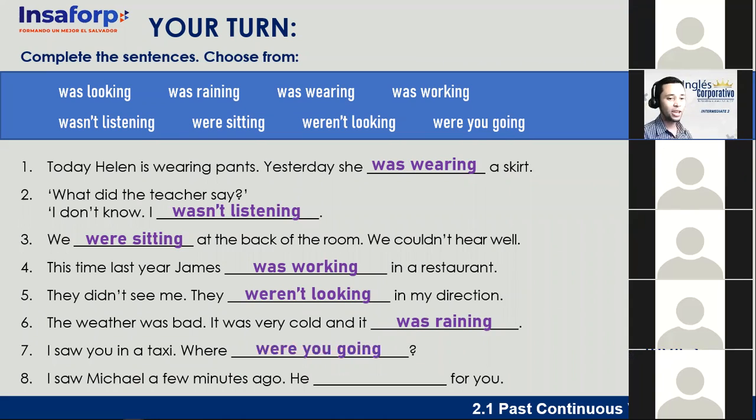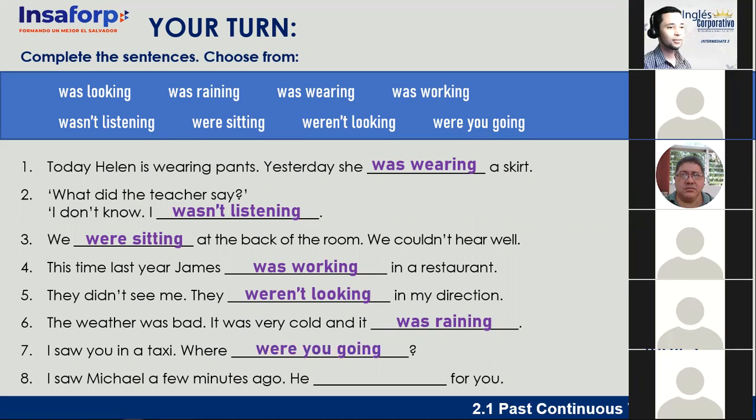And number eight. Maybe Rodrigo, Daniel wants to participate. I saw Michael a few minutes ago. He was looking for you. That is correct. Very good. Okay. You see, it's not very difficult.